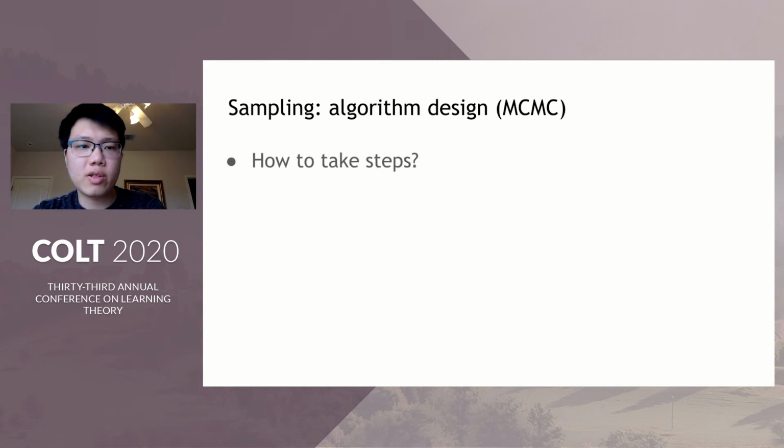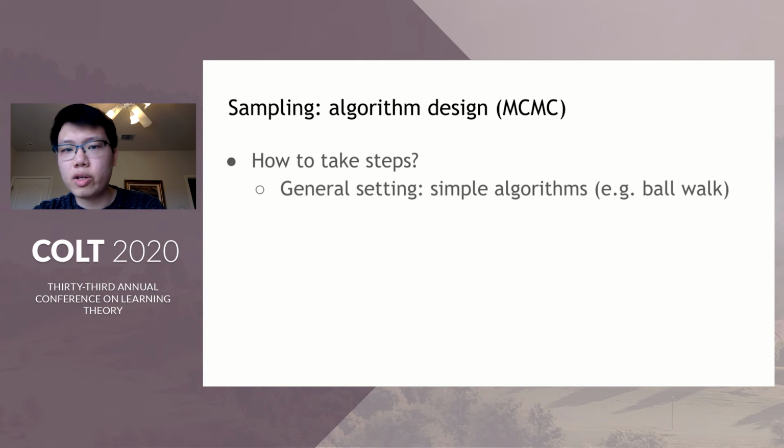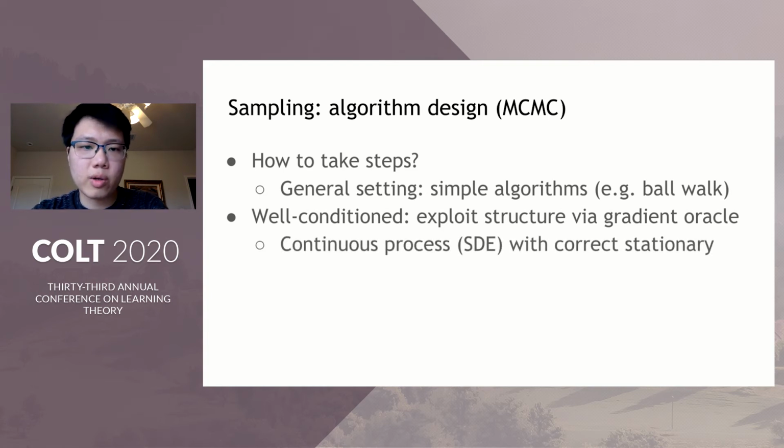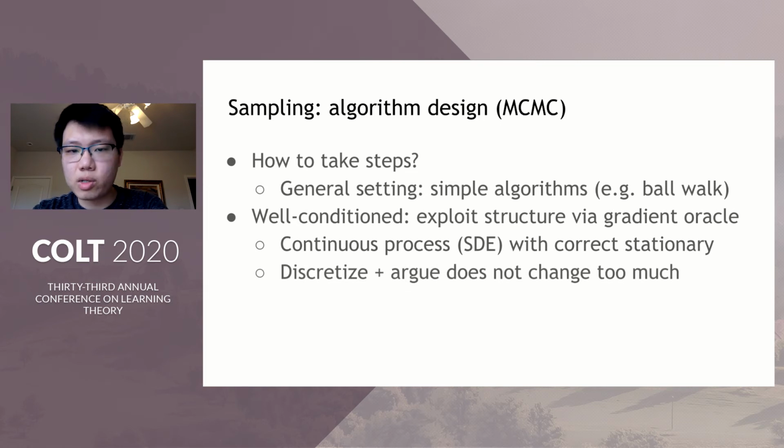So how exactly do you design this first step? Well, in the general setting, because there's not much structure on its underlying function, most algorithms studied are very simple, such as the ball walk. But in the well-conditioned setting, you can exploit this additional structure about your function f via a first-order oracle. And typically, these algorithms look like discretizations of continuous processes, which attain the correct stationary distribution. And these continuous processes are typically stochastic differential equations. And then here the goal is that you want to discretize this continuous process and argue that this discretization error does not change the stationary distribution too much.